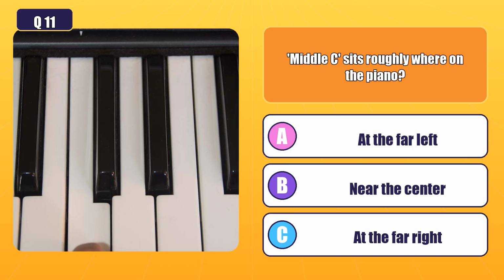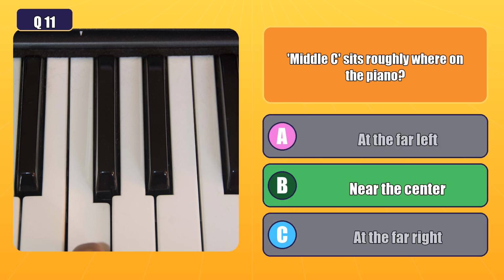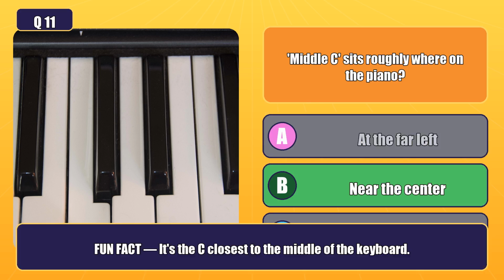Question number 11. Middle C sits roughly where on the piano? The answer is near the center. Fun fact, it's the C closest to the middle of the keyboard.